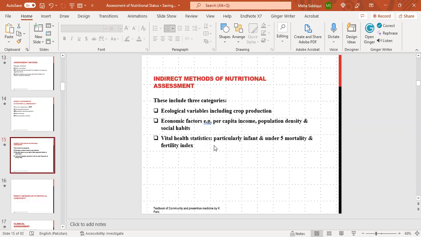Indirect methods include three categories: ecological variables including crop production; economic factors, for example, per capita income, population density, and social habits; and vital health statistics, particularly infant and under-5 mortality and fertility index. These all serve as indirect methods of nutritional assessment.